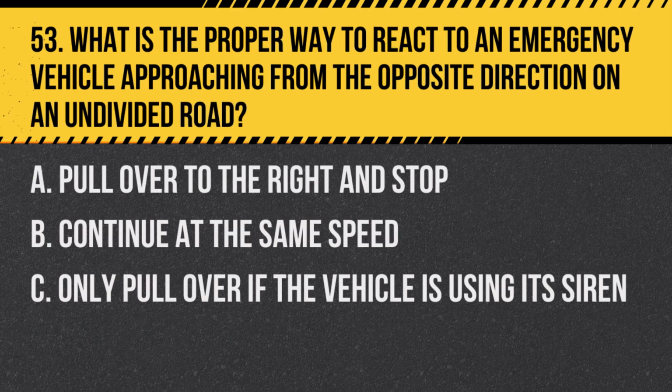Question 53. What is the proper way to react to an emergency vehicle approaching from the opposite direction on an undivided road? A. Pull over to the right and stop. B. Continue at the same speed. C. Only pull over if the vehicle is using its siren. Answer: A. Pull over to the right and stop. It's important to give way to emergency vehicles, regardless of their direction of travel.